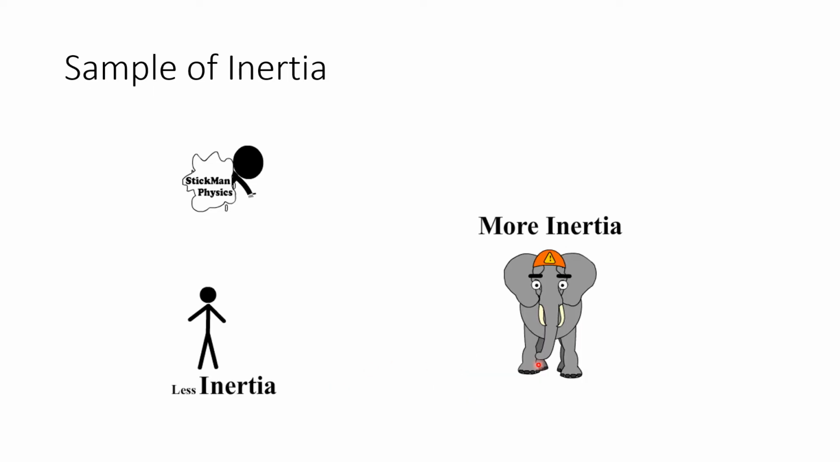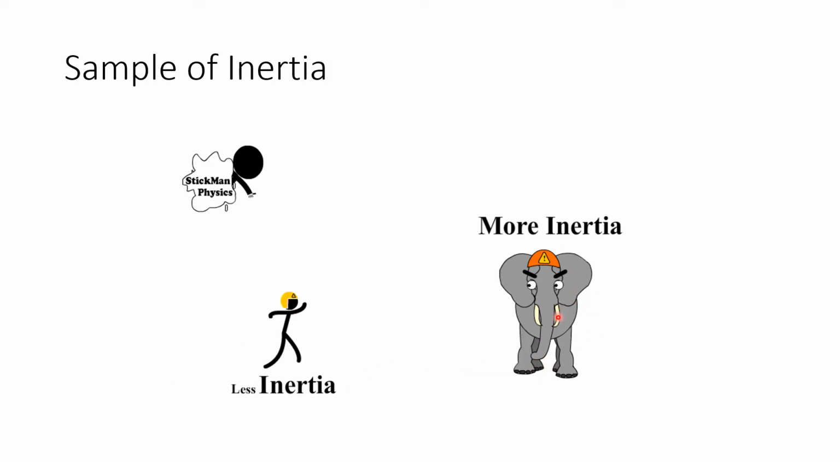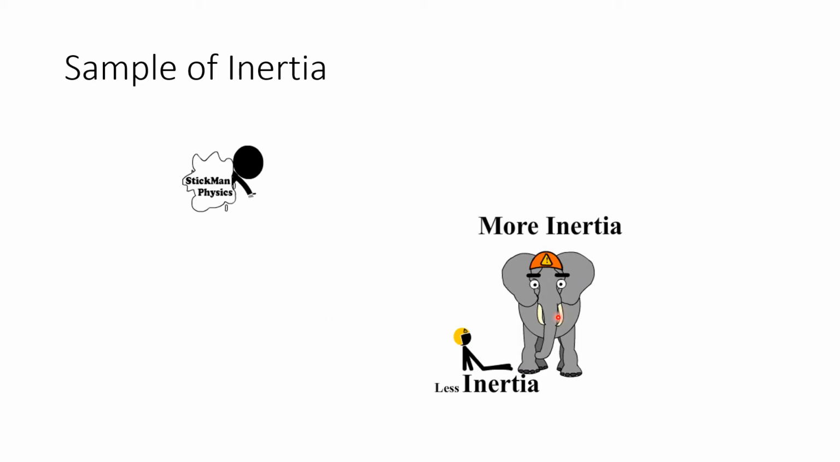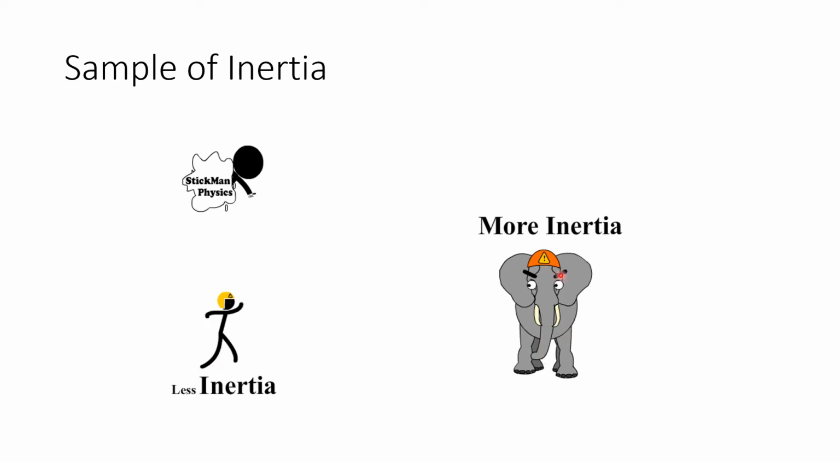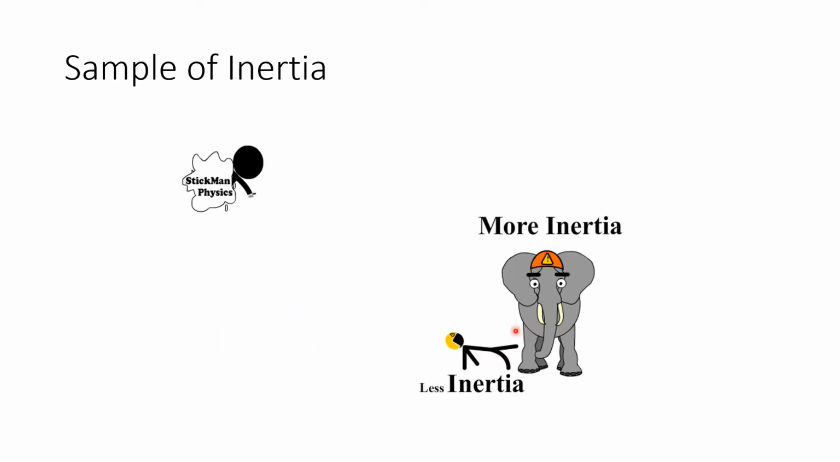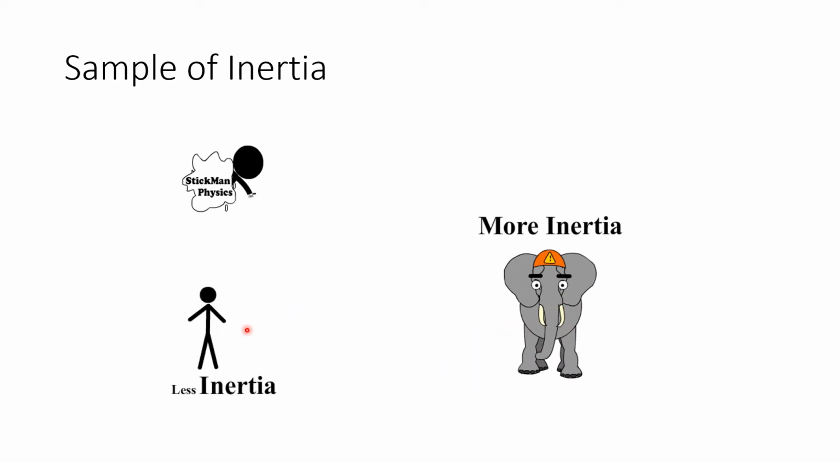Which of them is hard to stop? Of course, this one. We experience more inertia of this object. Mas mahirap siyang pigilan kapag siya ay nagmo-move kaysa dito.